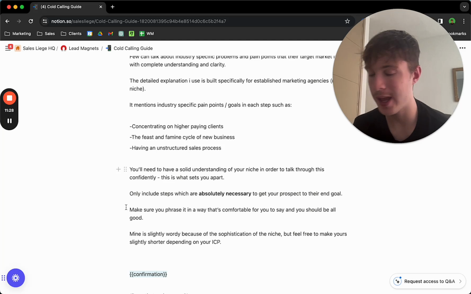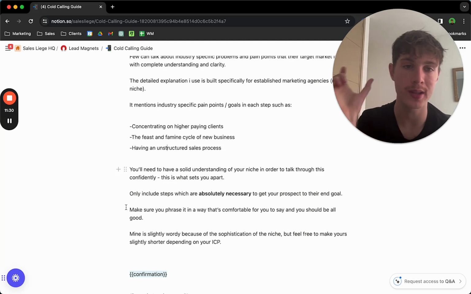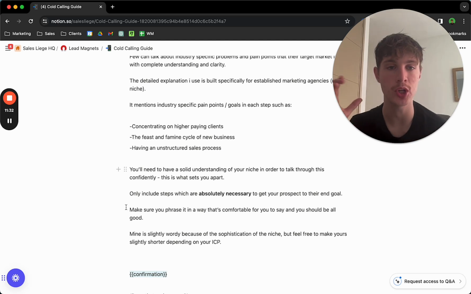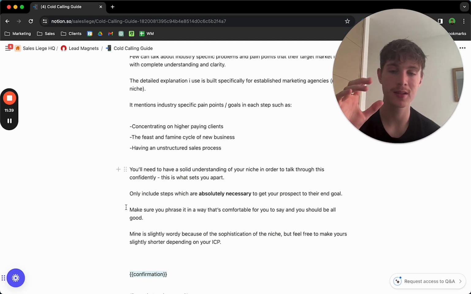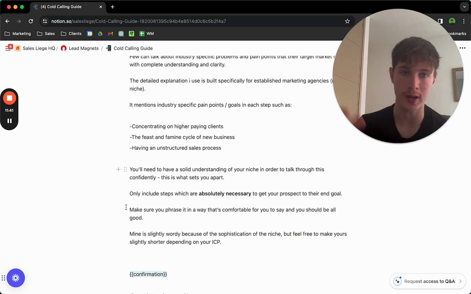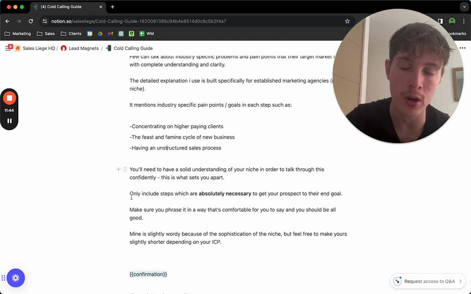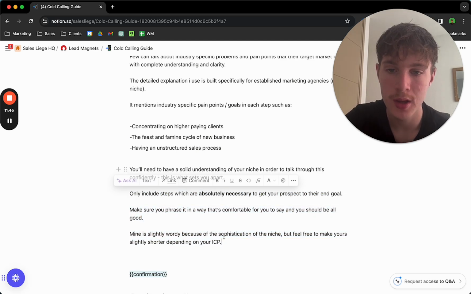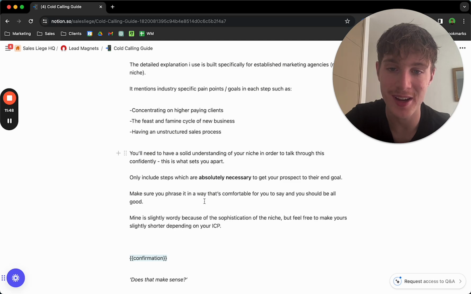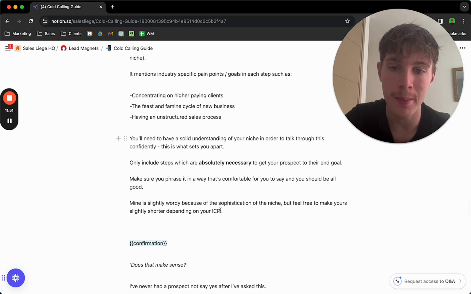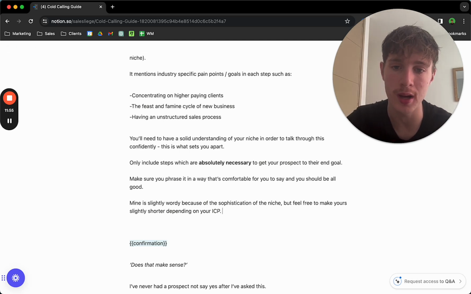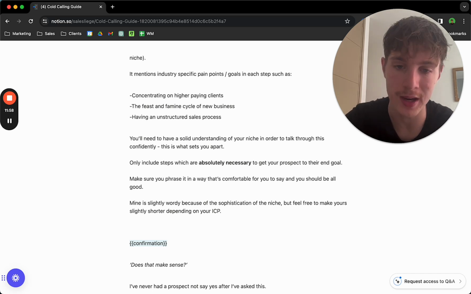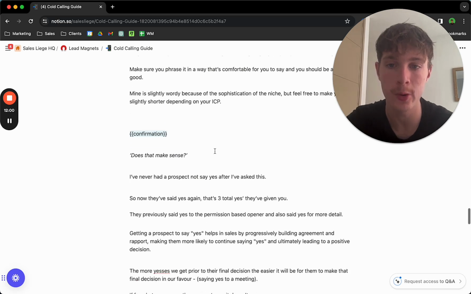Only talk about the steps that are actually necessary for them to achieve that end goal, and try to keep it outcomes focused as well, because no one wants to hear about the means, right? Save that for the call when you're going into detail. Don't talk about it on a cold call when we're only just trying to get interest. Make sure it's comfortable for you to say, obviously. Mine is slightly wordy because of the sophistication of the niche, but you can make yours shorter depending on your ICP. Again, it all comes down to testing and making sure it's comfortable.